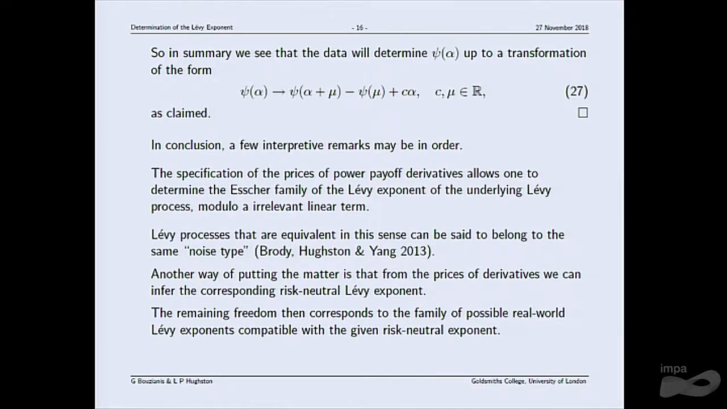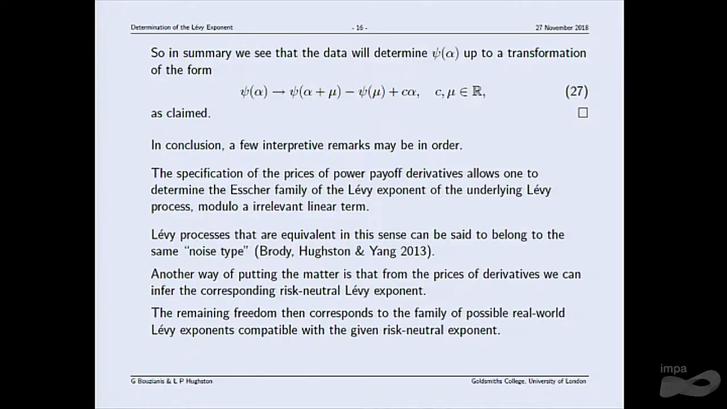The way to think about the Esscher family is that it represents a kind of noise class. Each different Levy process represents a particular type of noise, but all Levy processes belonging to the same Esscher family can be regarded as belonging to the same noise class. So for example, Brownian motion and Brownian motion with drift are a pair of Levy processes that are related by an Esscher transformation, and we can say that they belong to the same noise class.